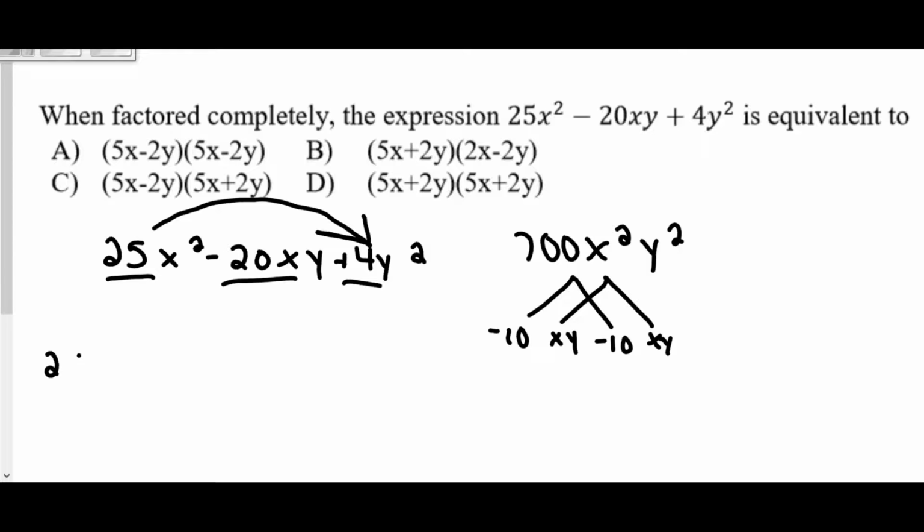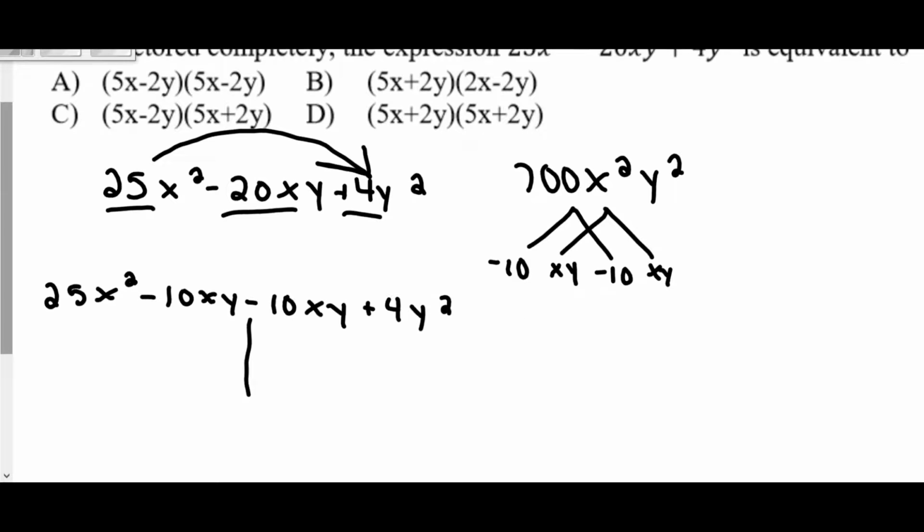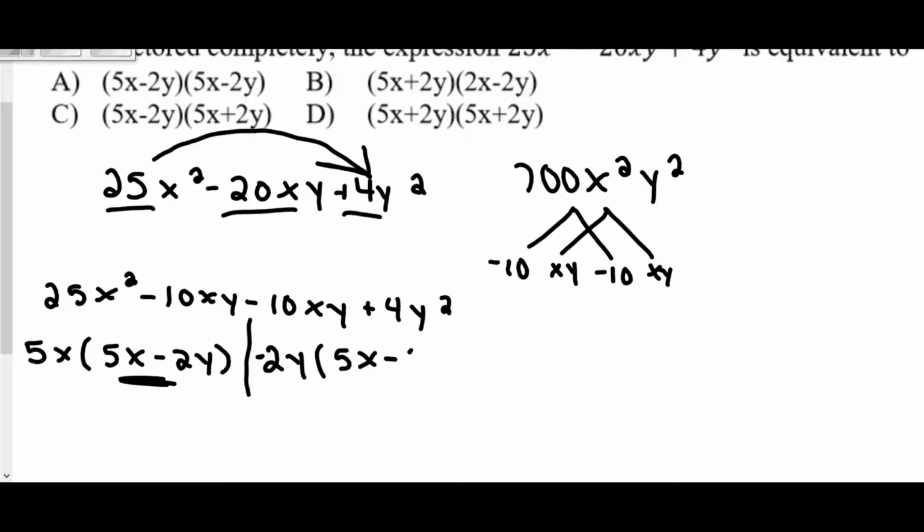So 25x squared. Now instead of writing negative 20xy, I'm going to write negative 10xy, negative 10xy plus 4y squared. Split it down the middle, and we are going to look for any common factors to pull out. In my first group of terms, I could pull out a 5 and an x, and that would leave me with 5x minus 2y. And in my second term, I want to get this parenthesis to be over here, so I can pull out a negative 2y, and that will leave me with 5x minus 2y.